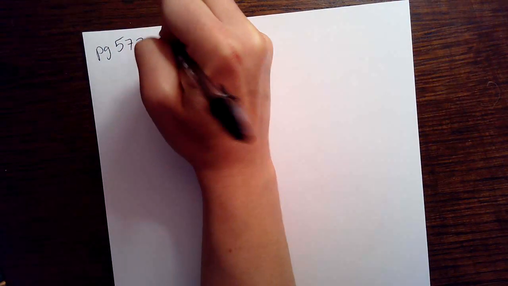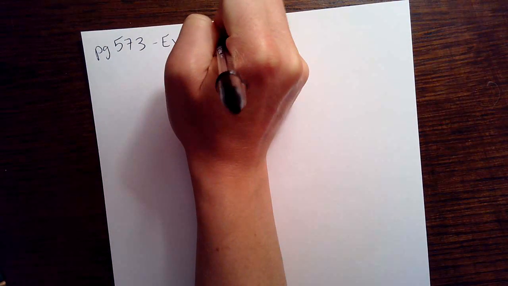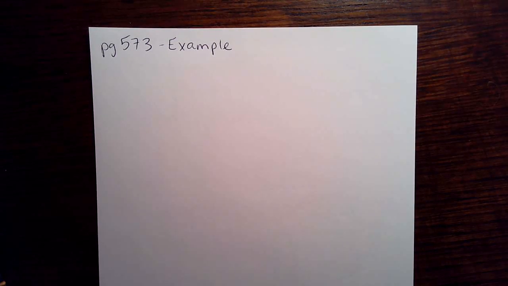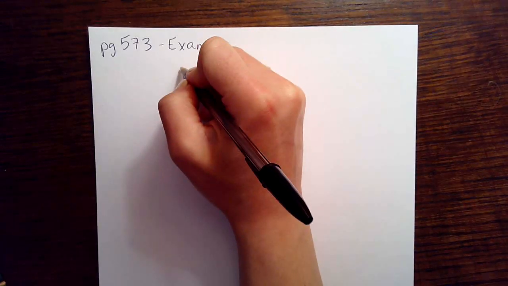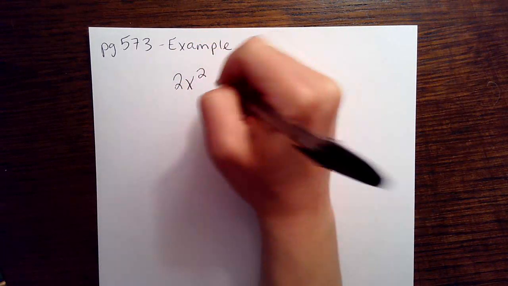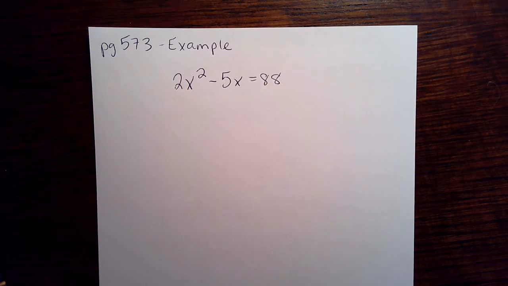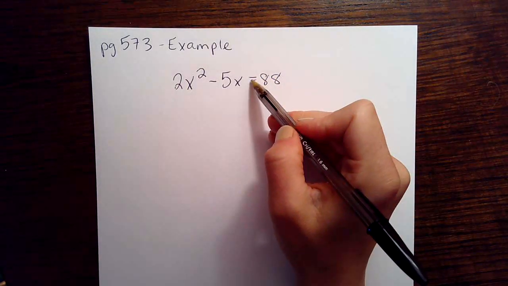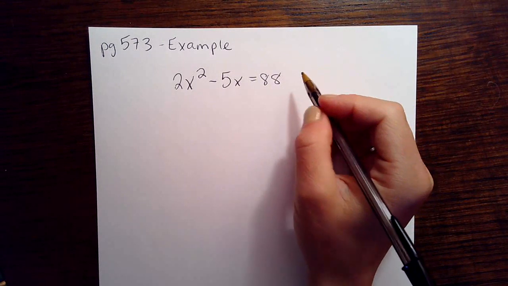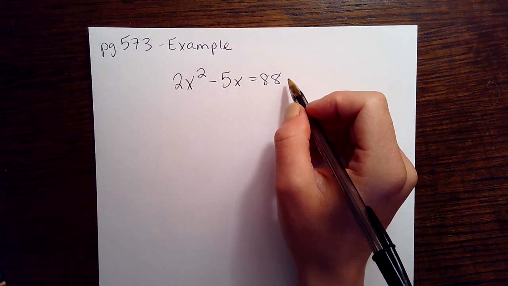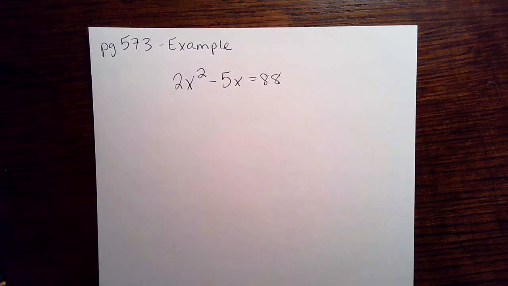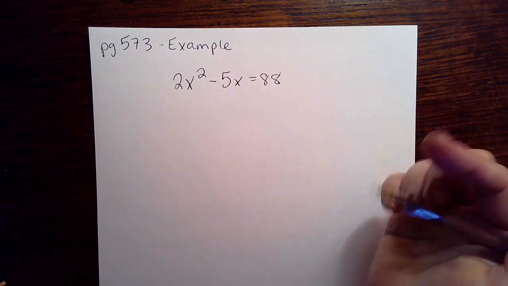Now, I'd like to also take a look at Example 3. We're still on page 573. Example 3 gives us an example when we don't have an equation set equal to 0. So for instance, our Example 3 is 2x squared minus 5x equals 88. Now the thing about the zero product property is that the equation must be equal to 0. That's why the word zero is in the name. And so right now, we do not have an equation set equal to 0, but we can do something about that.